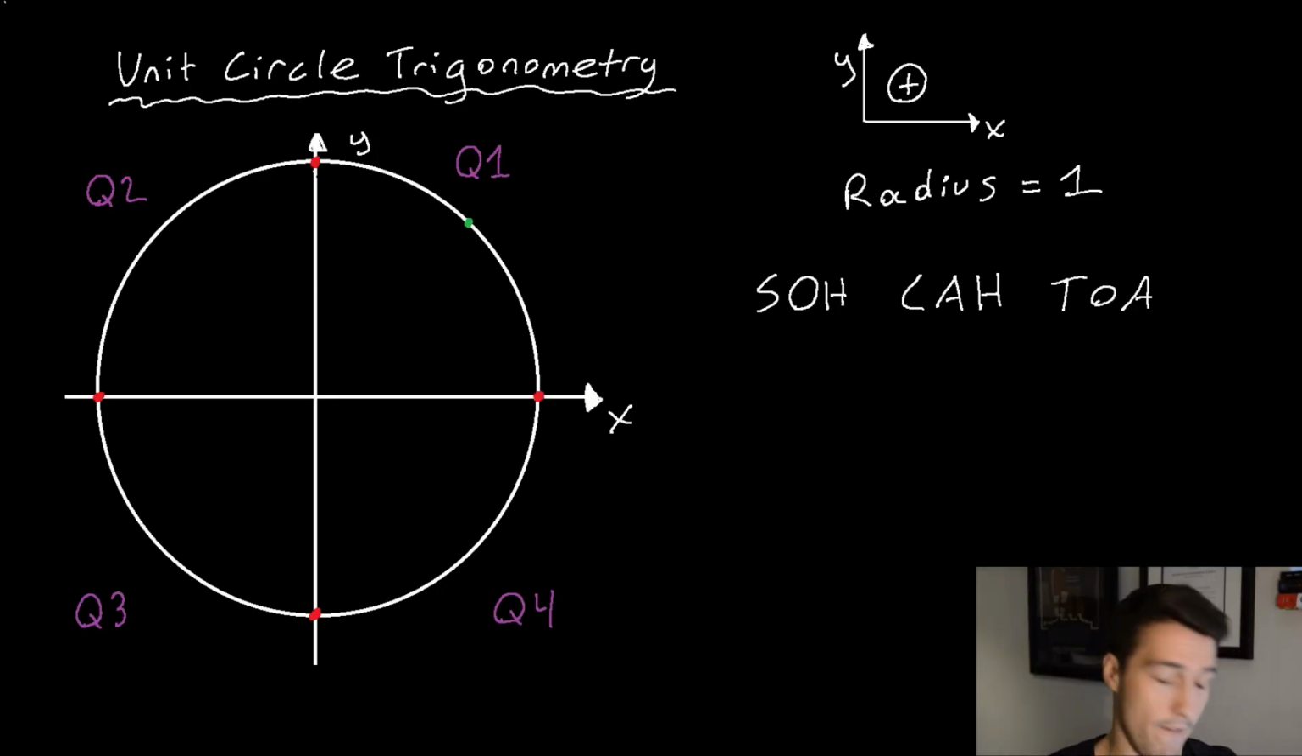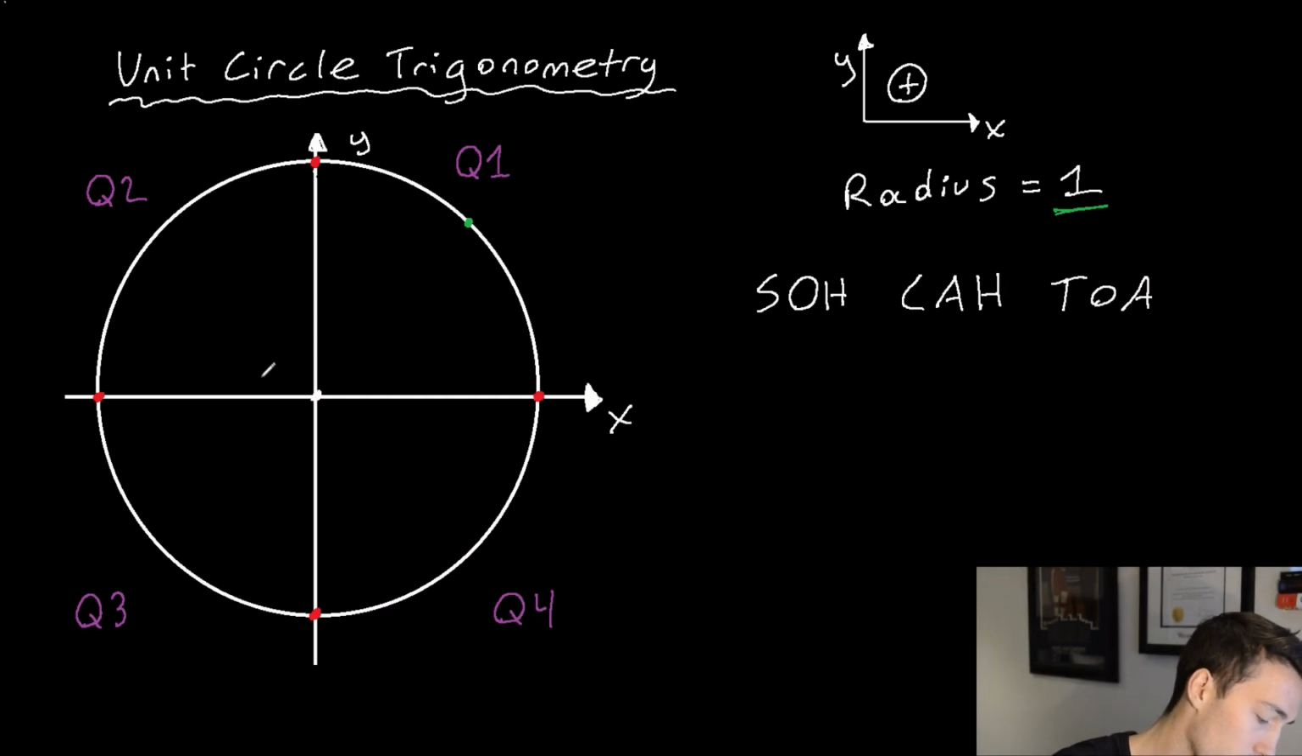Alright, so here I have a unit circle, and a unit circle is a circle that has a radius of 1, so 1 unit. And this circle was drawn at the origin, so at this point here it's (0, 0). So if it has a radius of 1, if I just go along the x-axis, this point here will be (1, 0). If I go along the y-axis, it'll be (0, 1).